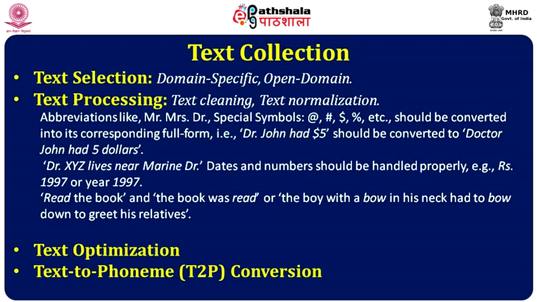For example, rupees 1997 or year 1997. There may be some text normalization challenges depending on the language. For example, in the English language, the texts are full of homographs, that is, words that are spelled the same, however, are pronounced differently. For example, "read the book" and "the book was read," or "the boy with a bow in his neck had to bow down to greet his relatives." You can see that the different words with different meanings are pronounced differently, but the spellings are the same. This must be taken care of.